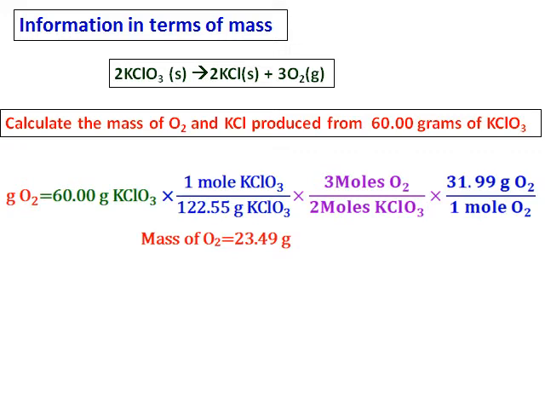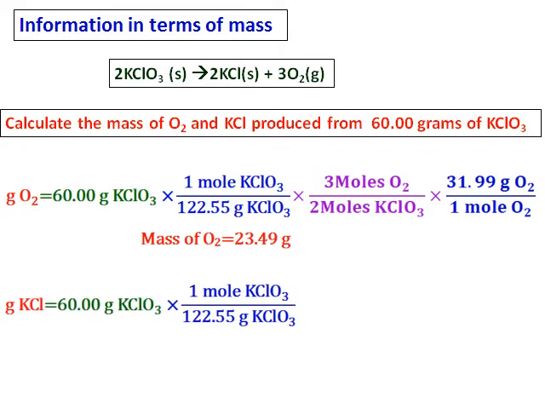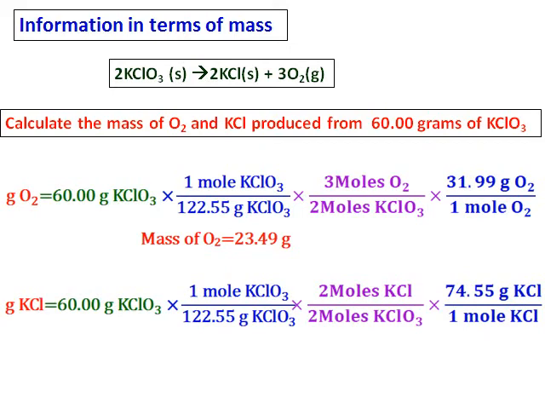Once I have the moles of oxygen, I can convert that into grams of oxygen, and that gives me 23.49 grams. You should be really familiar with this kind of conversion to do more difficult questions. Similarly, I calculated the grams of potassium chloride also. I converted the moles of KCl into grams of KCl, and I get the mass of KCl.